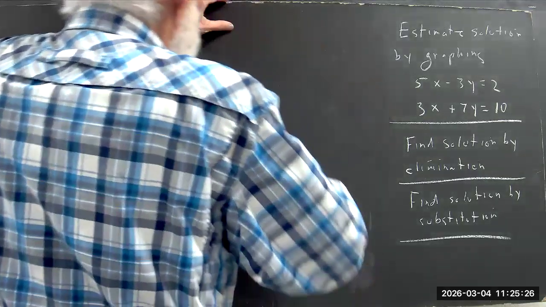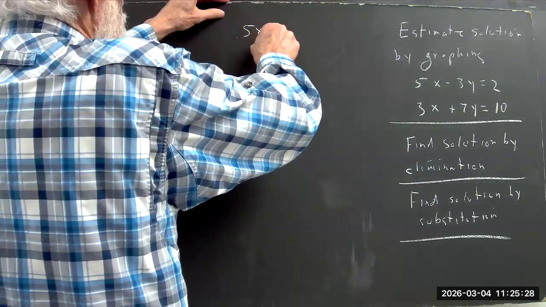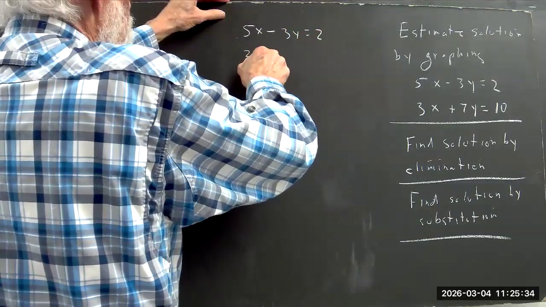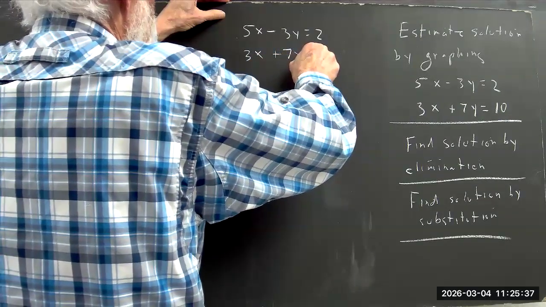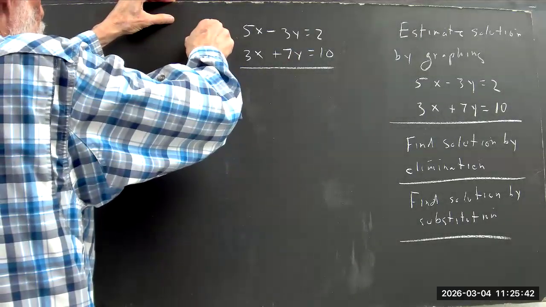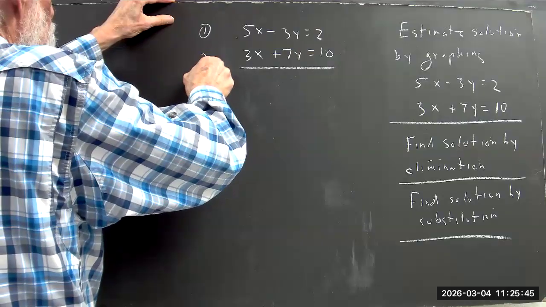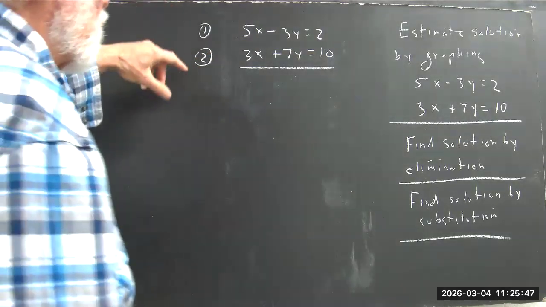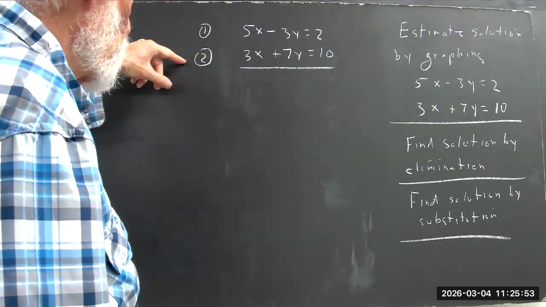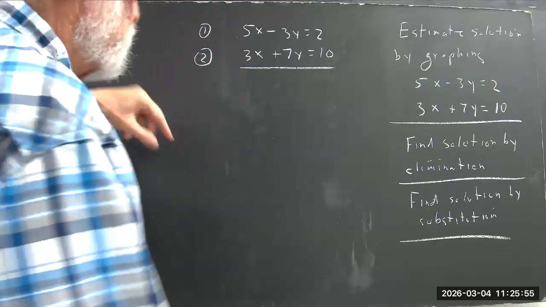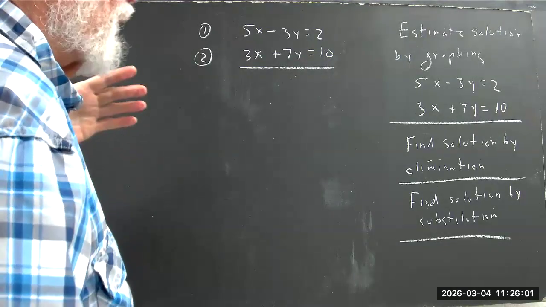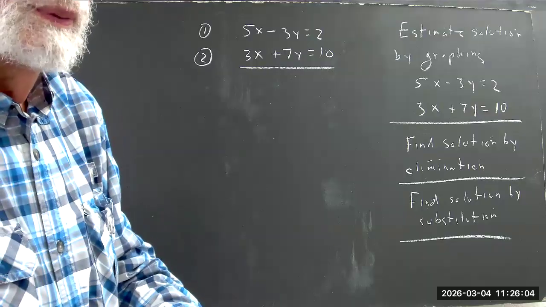So we start with the equation 5x minus 3y equals 2 and the equation 3x plus 7y equals 10. Now I number these equations. I put a 1 circle and a 2 circle. So the circled 1 stands for equation 1 and the circle 2 stands for equation 2. Then I document what I'm doing to the two equations.